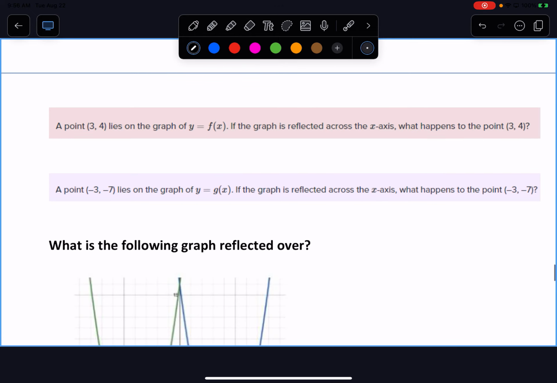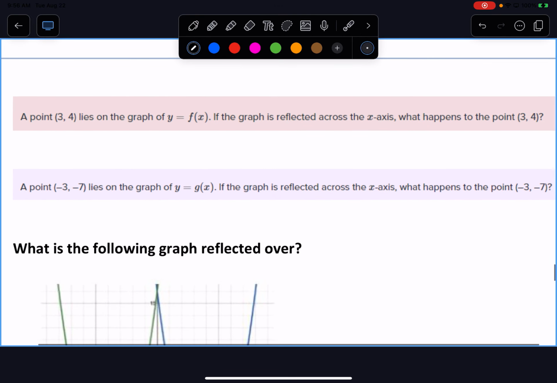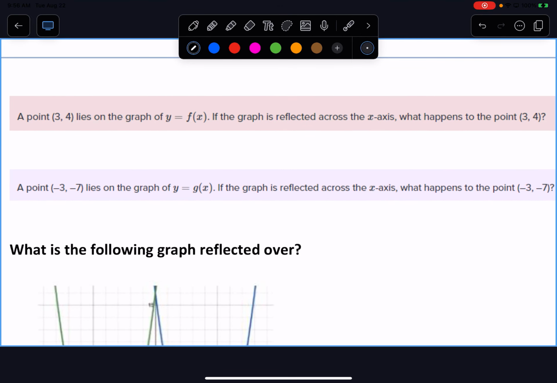We get the picture. All right, now let's read this question. This is how they like to word it on the test. We're not going to overcomplicate it. It's a very easy problem. Read pink with me. It says a point (3, 4) lies on the graph of y equals f of x. So they're telling you that's the parent function point. If the graph is reflected across the x-axis, what happens to that point? What's our new point? You're right. 3 doesn't change, but the y value is times by -1, right, everybody? So you'd say (3, -4).